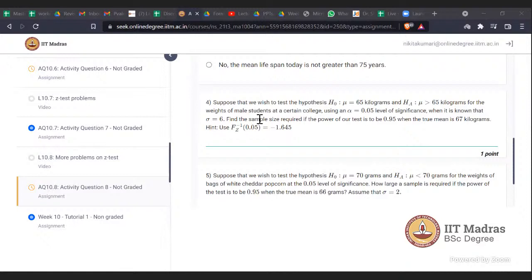There are various tests. For testing the mean, you have the z-test and t-test. For testing variances, you have the chi-square test. If you have two samples, you have the f-test, and you also have a two-sample z-test. In this case, we are using the z-test because the variance is known to us.